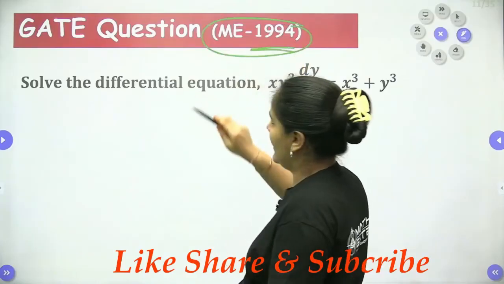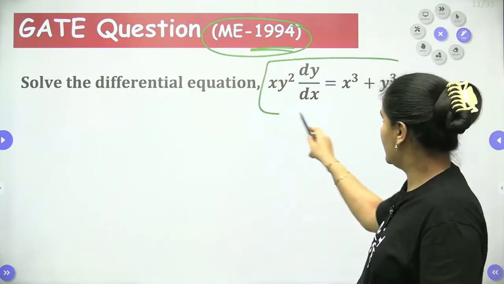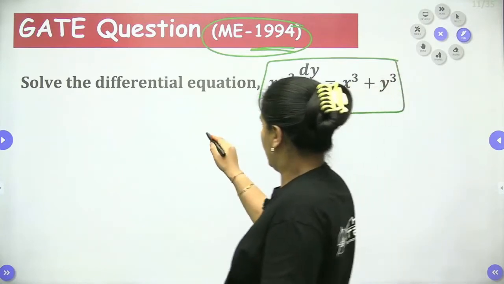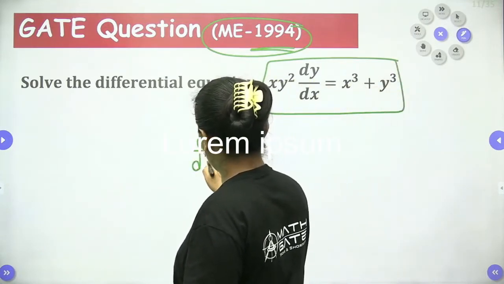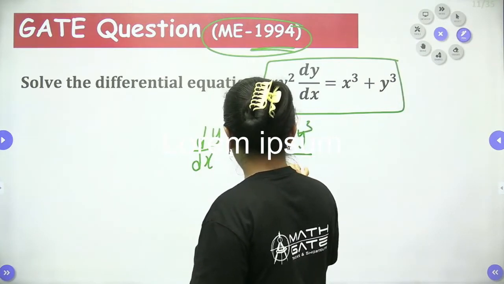Here we have a question which was actually asked in the GATE examination 1994. How can we approach it? Let's have a discussion. This is the form we have: dy by dx is equal to (x cube plus y cube) divided by (x y square).